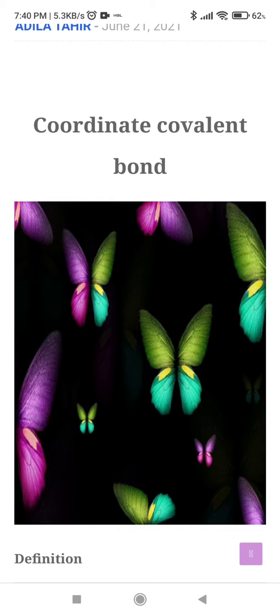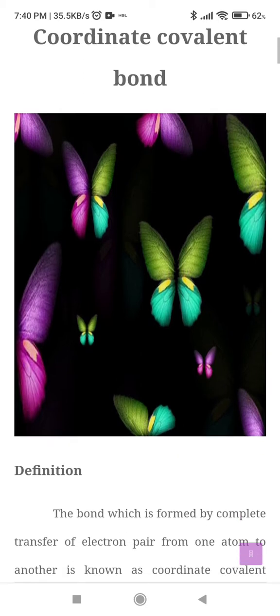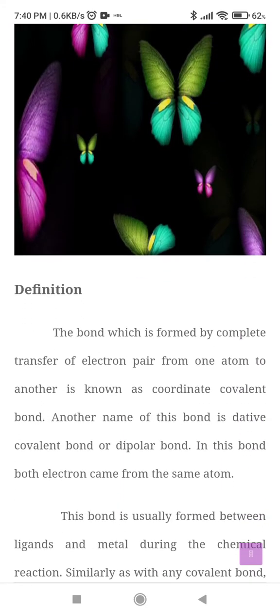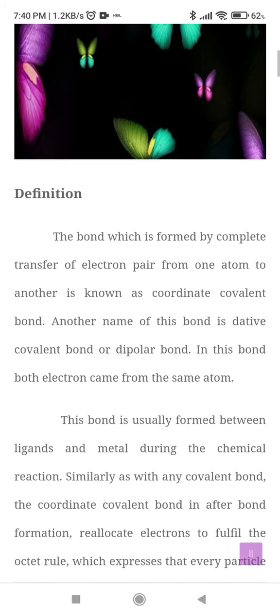Today I will discuss coordinate covalent bond. Today we will discuss what a coordinate covalent bond is and what its properties are. This is the third type of bonding, as I already discussed the ionic bond and covalent bond in detail. First, we will go for a definition.